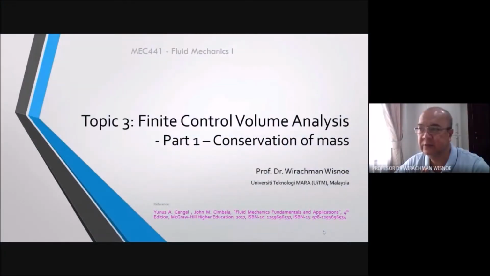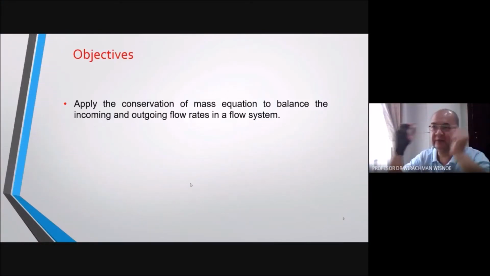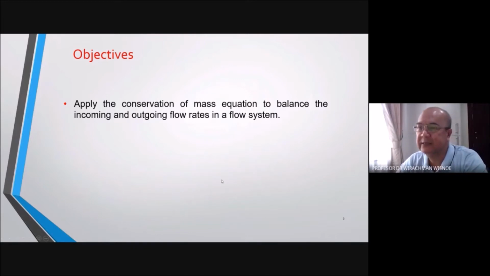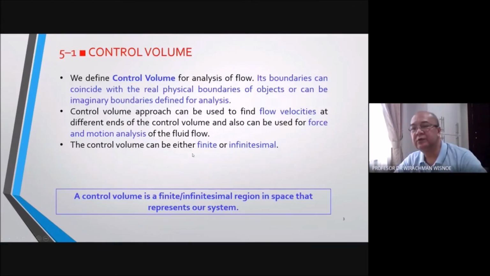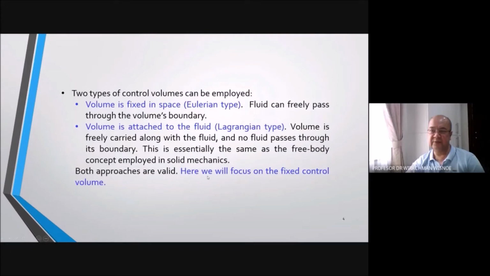Topic 3, finite control volume analysis. Apply the conservation of mass equation to balance the incoming and outgoing flow rates in a flow system. So a control volume is a finite or infinitesimal region in space that represents our system. For our case, we are going to focus on the Eulerian type. It means we are going to fix a control volume.